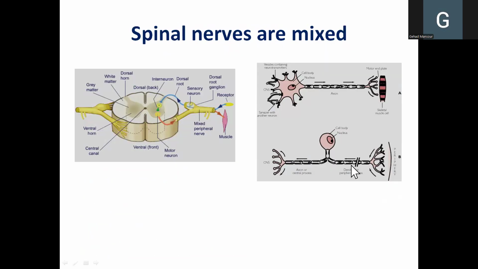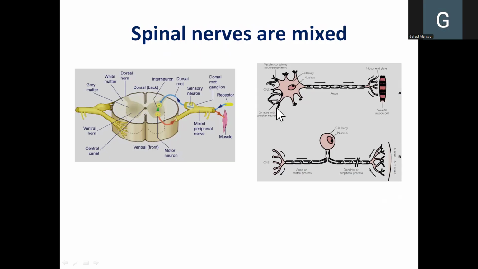Now, this slide is very important and we explained it a lot. Here we have a typical motor neuron, and you can see how the impulses are going from the cell body towards the terminal arborization. So a typical motor neuron has a cell body, dendrites, a long axon, and at the end you can see the effector organ.